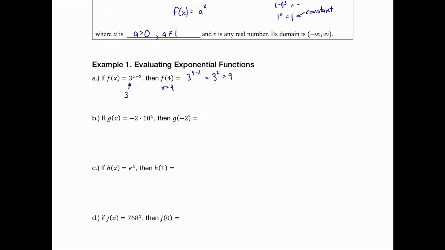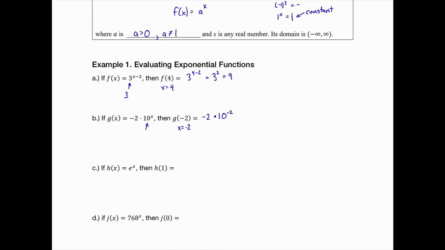And now in this example B, we have g of x equals -2 times 10 to the x. Notice that this x is just on the 10. This -2 is causing a reflection and a stretch, but for now let's just focus on the computation. So when we plug in -2 for x, we're going to get -2 times 10 to the -2.